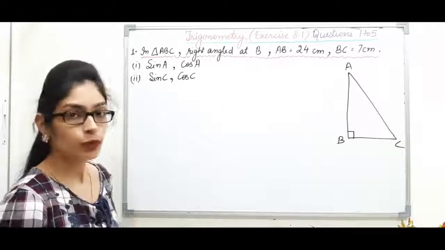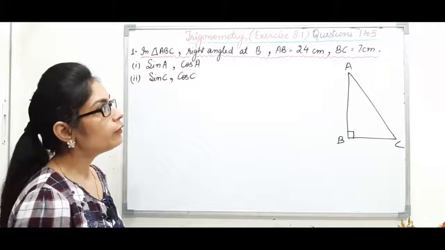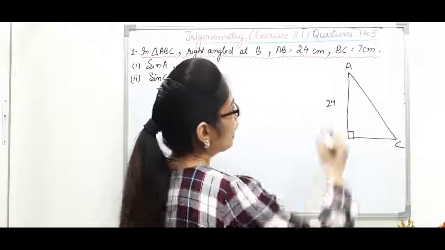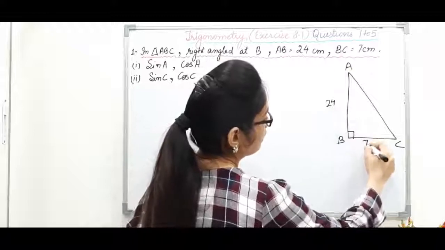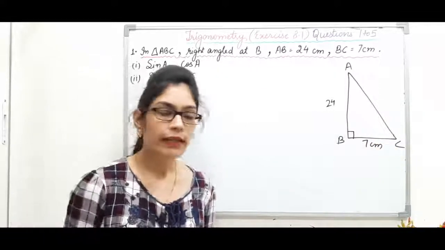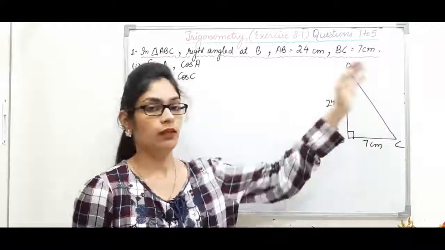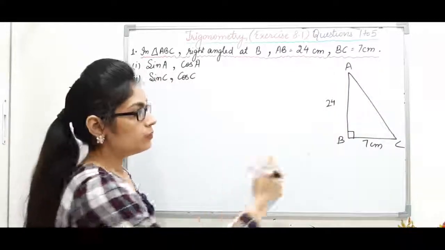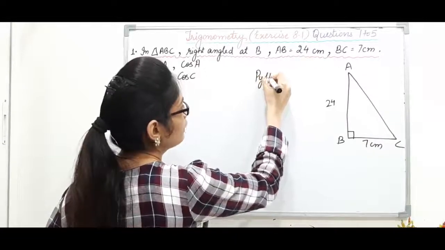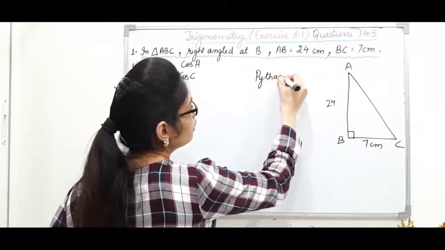Now as I have told you, they have given only two sides. AB is 24 and BC is 7 centimeter. Like I have told you, most of the time they will give only two sides of the triangle and the third one we have to find. So we can use the Pythagoras theorem to find the third side of the triangle.